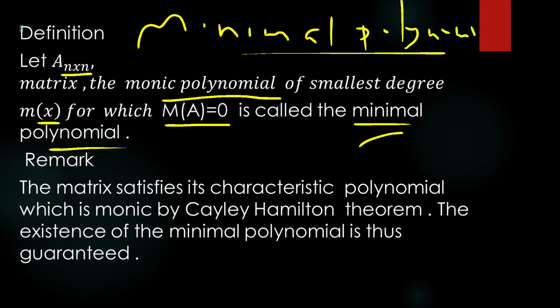Note this: the matrix satisfies the characteristic polynomial, which is monic, by the Cayley-Hamilton theorem. So the existence of a minimal polynomial is guaranteed. As far as we can recall Cayley-Hamilton, then the existence of the minimal polynomial is justified. It's already guaranteed.